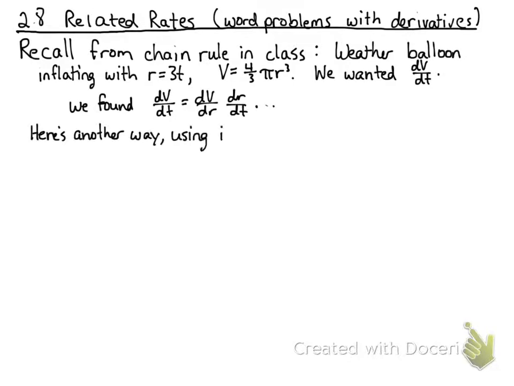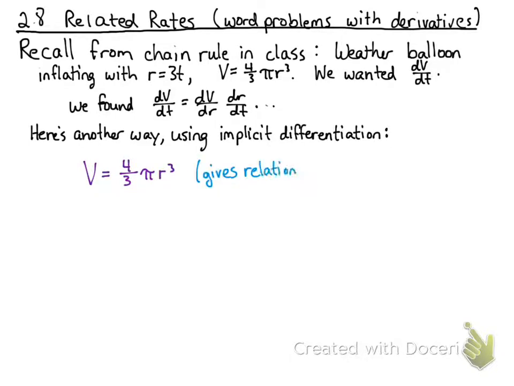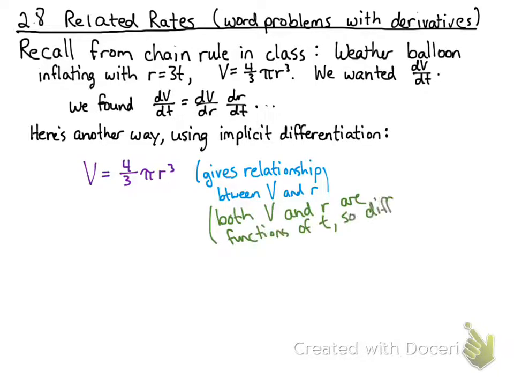Here's a different way to approach it. This uses implicit differentiation, which really is the chain rule by another name. Okay. Our volume formula gives a relationship between the quantity volume and the quantity radius. But both of those quantities are in fact functions of time. That is, at different points in time, volume is different, and at different points in time, radius is different. So both of these are functions of time. So I can take their derivatives with respect to time.